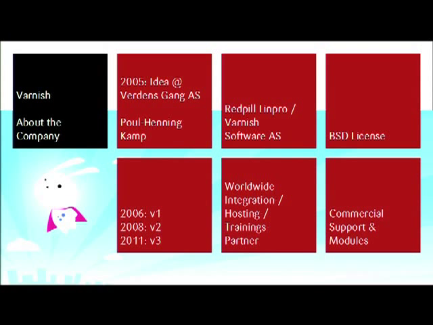About the company Varnish, first of all, it was 2005 where Verdens Gang, which is a newspaper in Norway, had a problem with their servers because everything was very slow and bad. And they approached Poul-Henning Kamp, which is a Danish FreeBSD kernel hacker, with this problem. And they had the idea of doing something which is now Varnish, do caching, make everything faster.